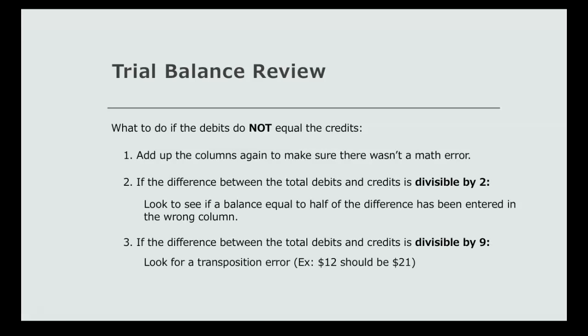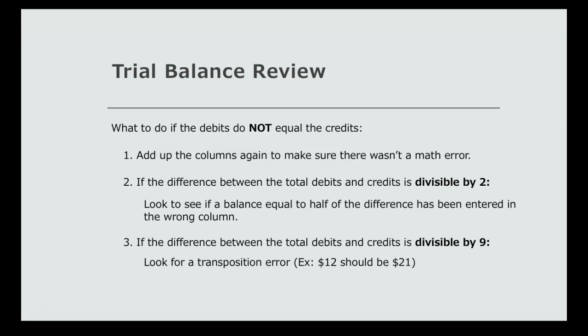Now, if the difference is divisible by 9, we need to look for a transposition error, right? Instead of putting a balance as $12, you put it as $21, right? We just flipped around a few numbers. So that is something that we'll look for if the difference between total debits and total credits is divisible by 9.